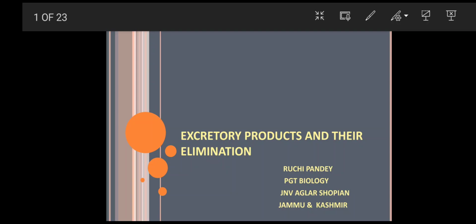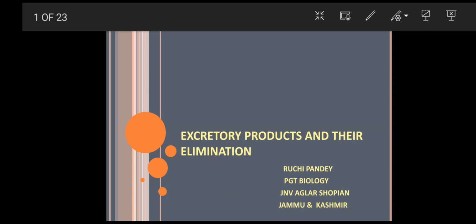Today we will be dealing with the chapter excretory products and their elimination. This chapter will be covered in different parts. The first part will include the structure of kidney and nephron and how the urine is formed.